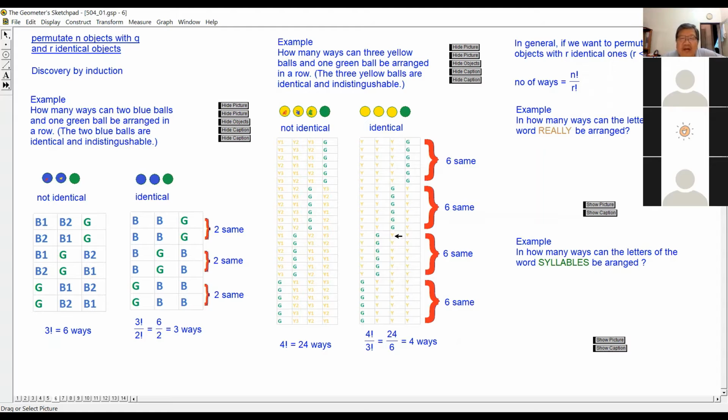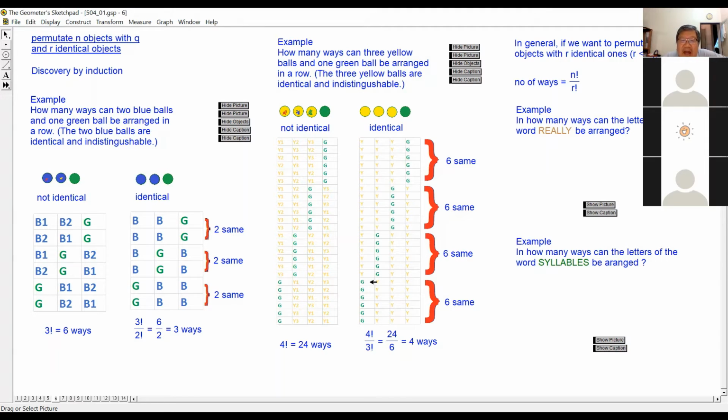So let's say I move the green to the front one more position. Now the green is at the second position. So we try to say yellow, green, yellow, yellow. But all this yellow, unlike the first on the left, which can be distinguished from one another, on the right, they cannot be distinguished from one another. On the left, they can. So all these 6 cases on the right, they are considered as one case. All the 6 is considered one.